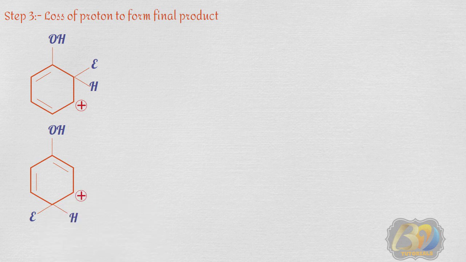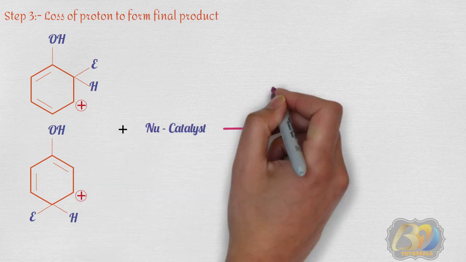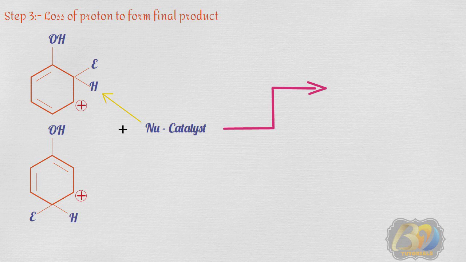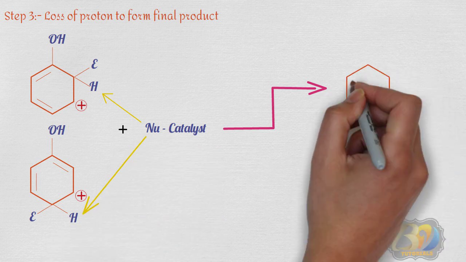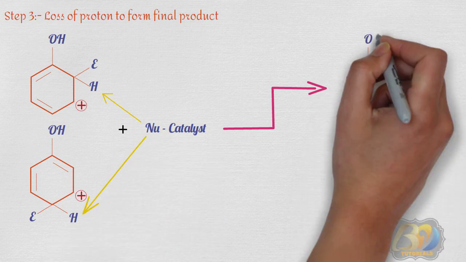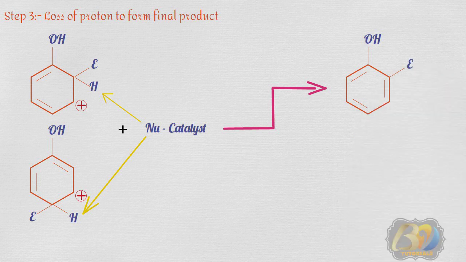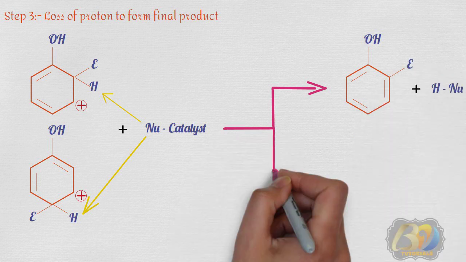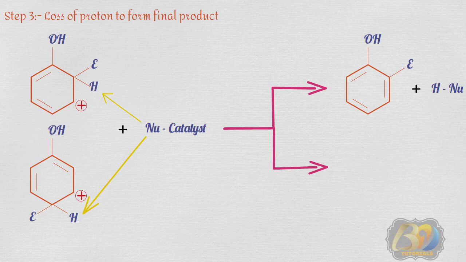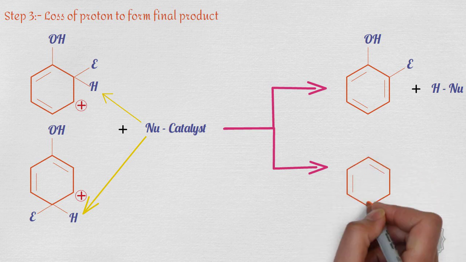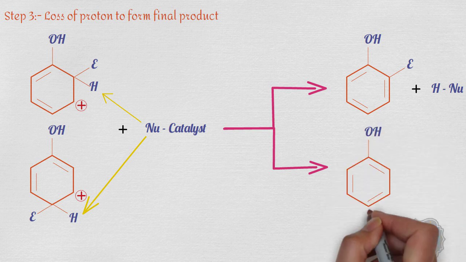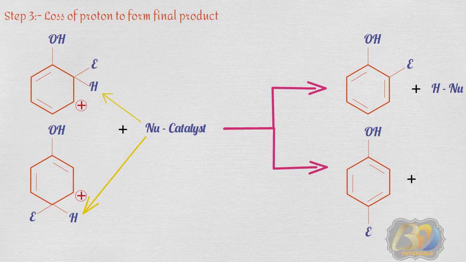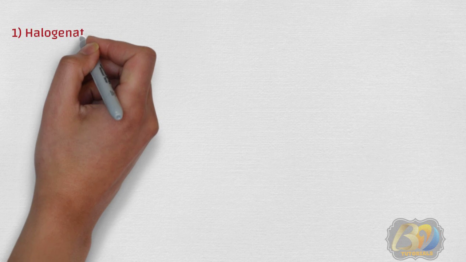In this step, a nucleophile from the nucleophile catalyst complex abstracts a proton from the ortho substituted carbocation and the para substituted carbocation to form their corresponding substituted phenols, that is, ortho substituted phenol and para substituted phenol. Let's check various electrophilic substitution reactions on the phenol.